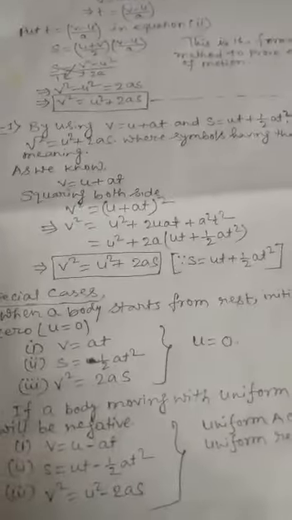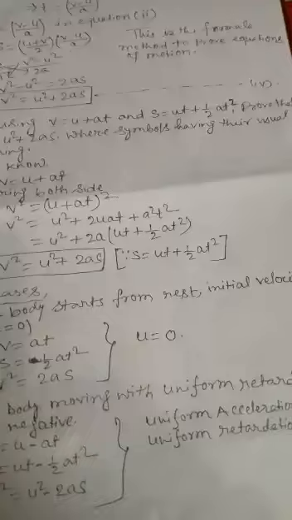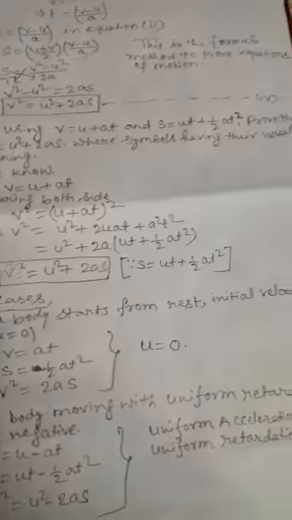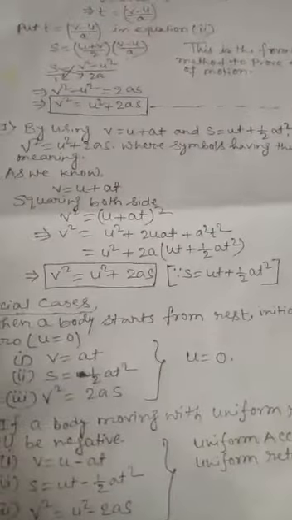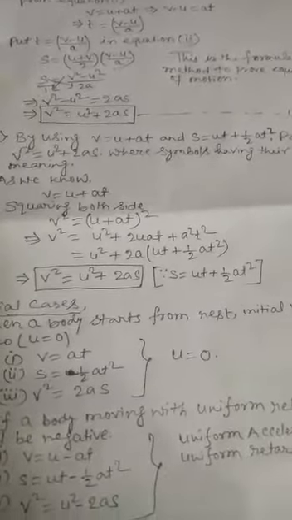Now in the exam, sometimes questions ask that by using v equals u plus at and s equals ut plus 1 by 2 at square, prove that v square equals u square plus 2as, where the symbols have their usual meaning. That means by using the first and second equations of motion, you prove that v square equals u square plus 2as. That is the third equation of motion.